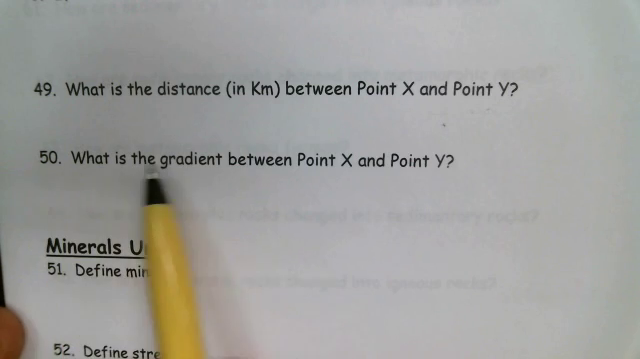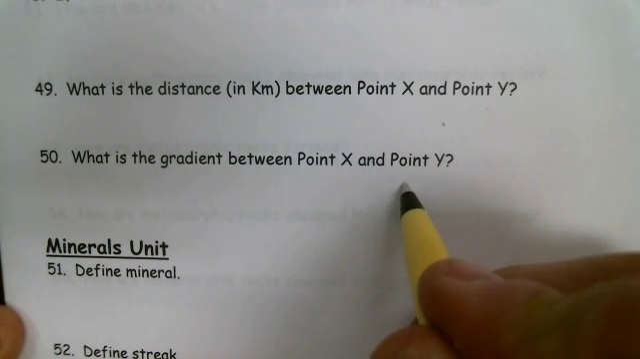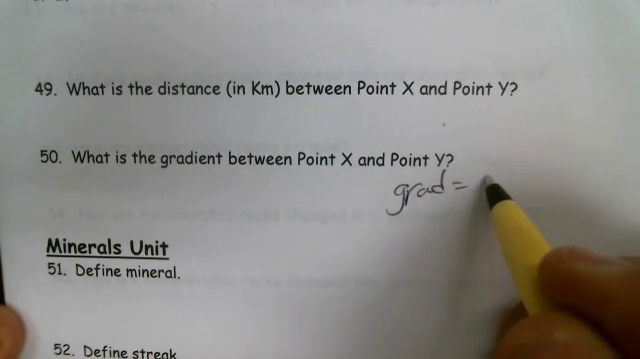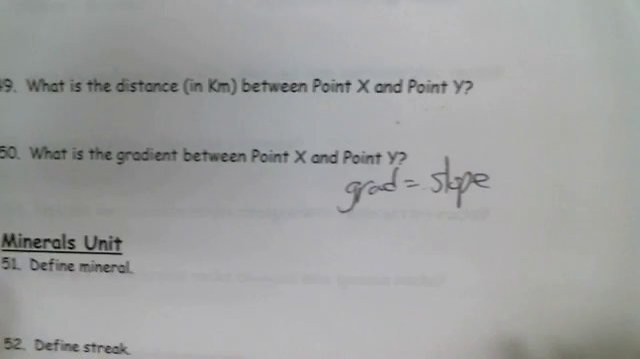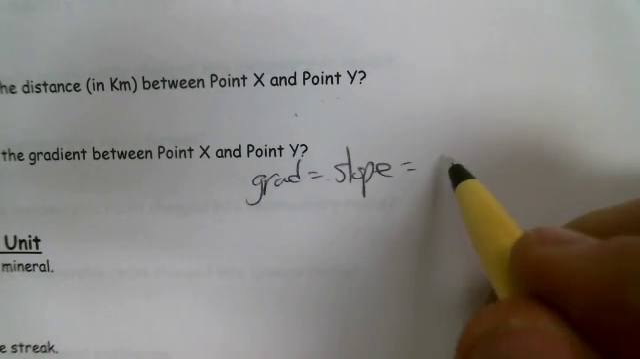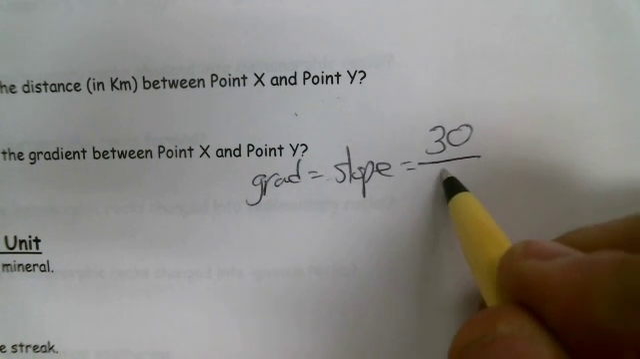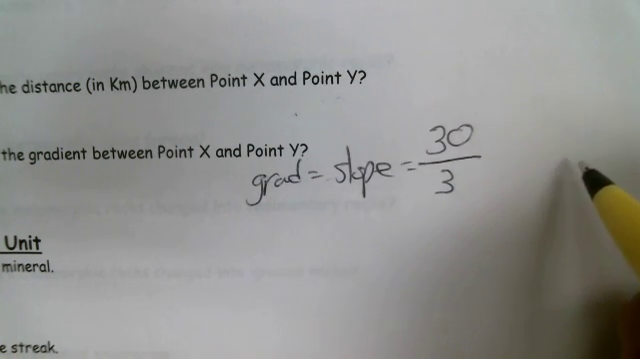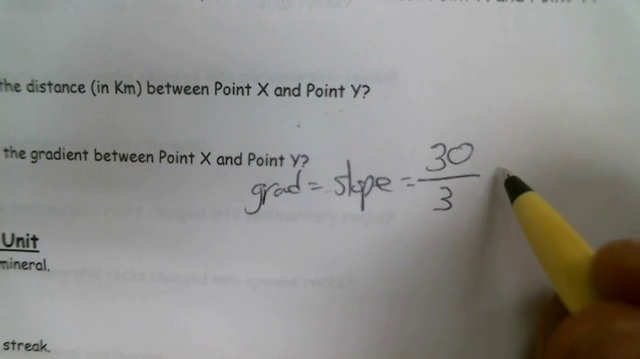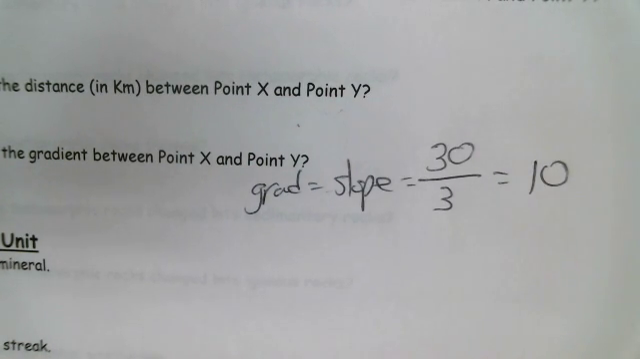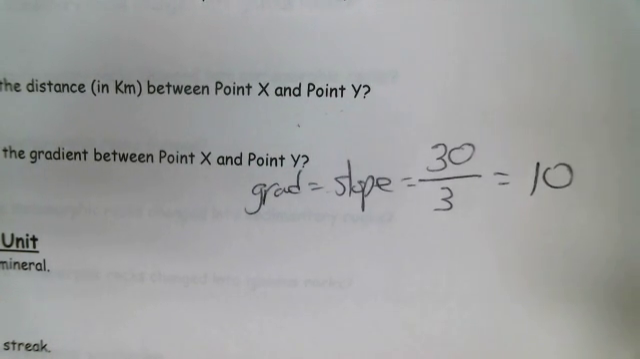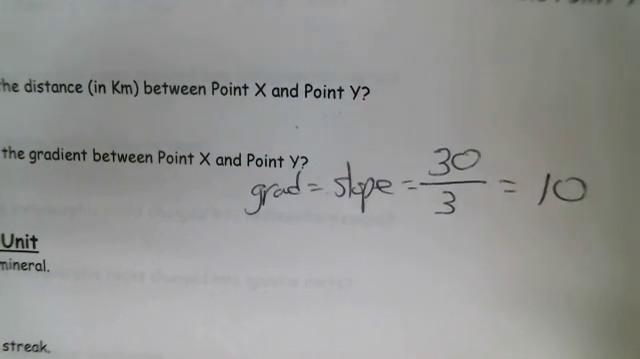Number 50, what's the gradient? The gradient, or the slope, is going to be the relief on top, which we said was 30, over the horizontal distance on the bottom, which is 3. We divide that and we get 10. The gradient is going to be 10, otherwise known as the slope.